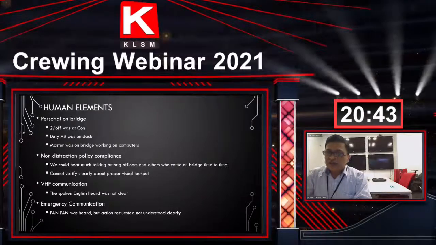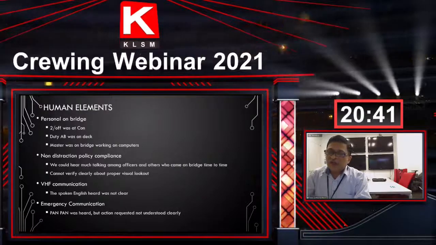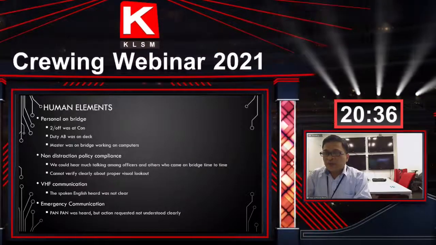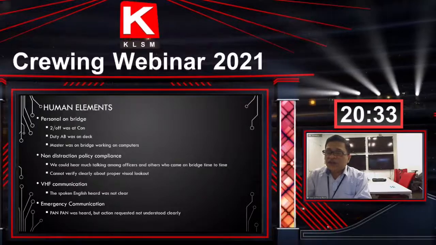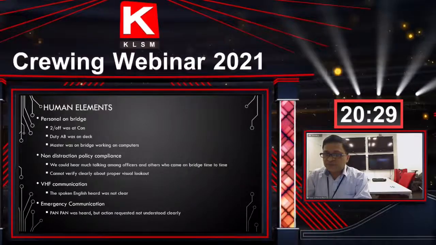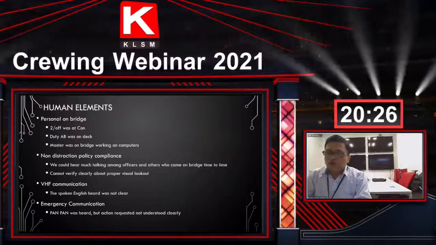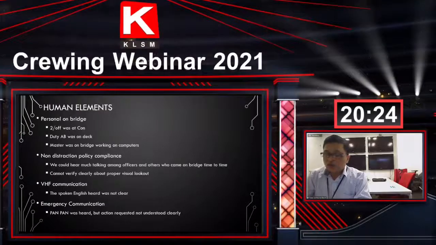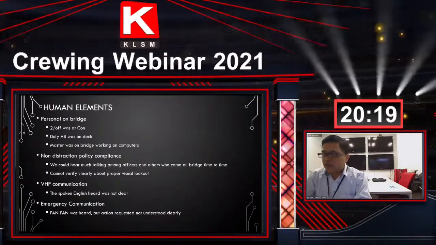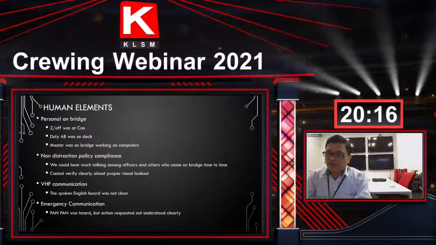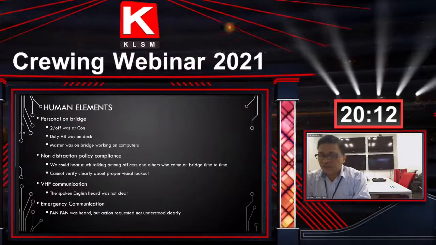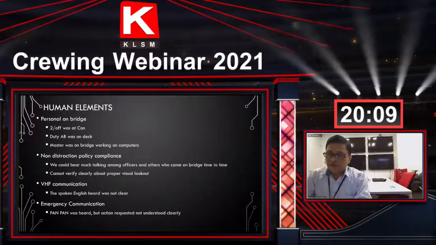So in the VDR analysis, what we found was that the non-distraction policy compliance was not so good. We could hear that people were talking among each other, and people were coming and going out of the bridge. Maybe this could have caused some sort of distraction. And also we could not verify whether the physical visual lookout was done correctly, because that cannot be recorded on the VDR. But the interview mentioned that they had kept a lookout visually, and they mentioned the fishing vessels and all. So it was noted.